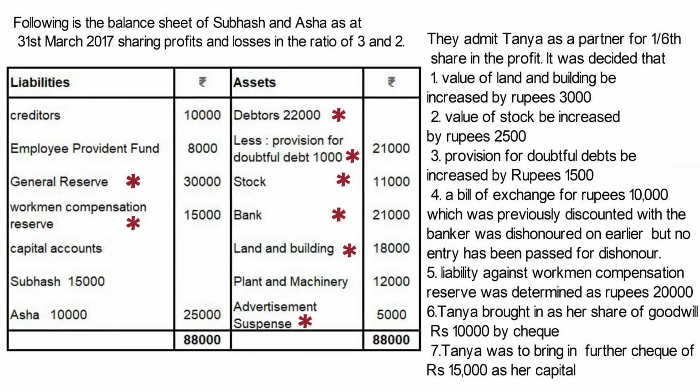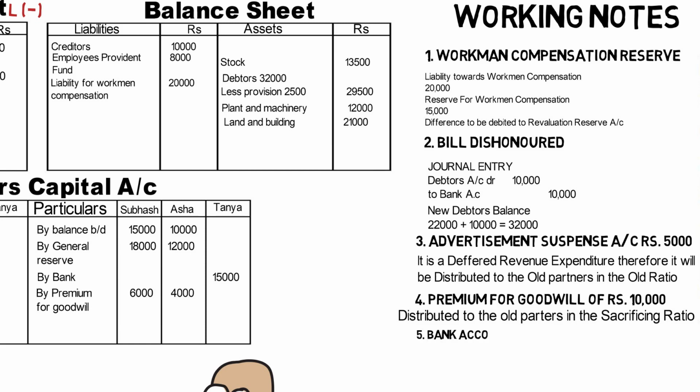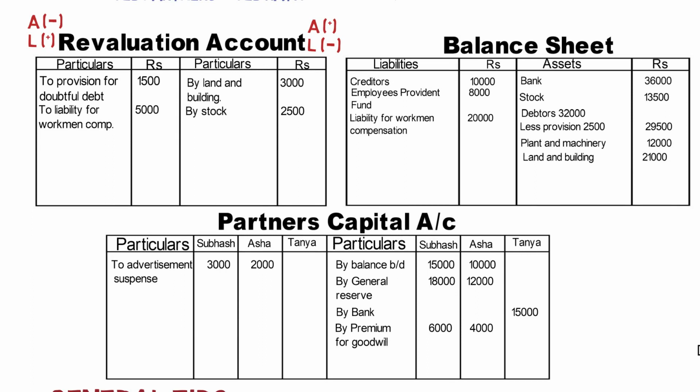Next adjustment. Tanya was also to bring in a further check of Rs 15,000 as her capital. Add the amount of 15,000 in the capital account for Tanya. Now come to the last pending item, that is the bank balance. The bank account opening balance was Rs 21,000. Add Rs 15,000 plus 10,000 brought by Tanya and less Rs 10,000 for the adjustment regarding dishonor of bill of exchange. The balance of Rs 36,000 should be added in the new balance sheet.